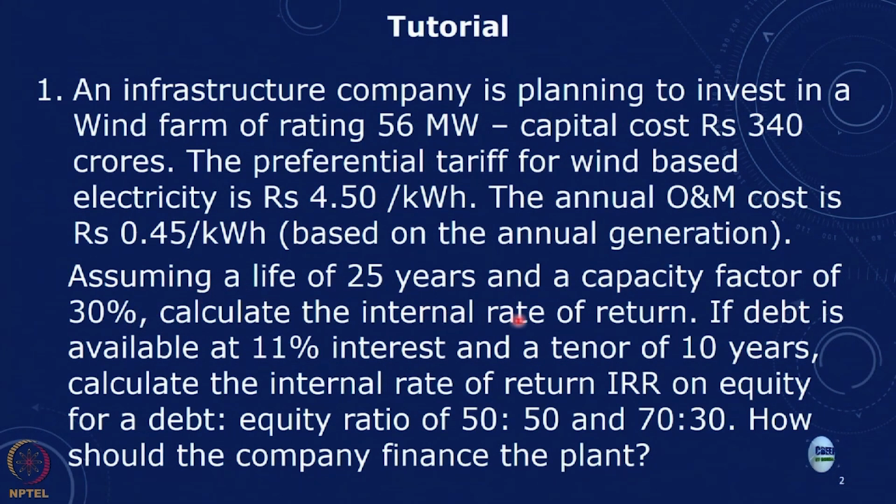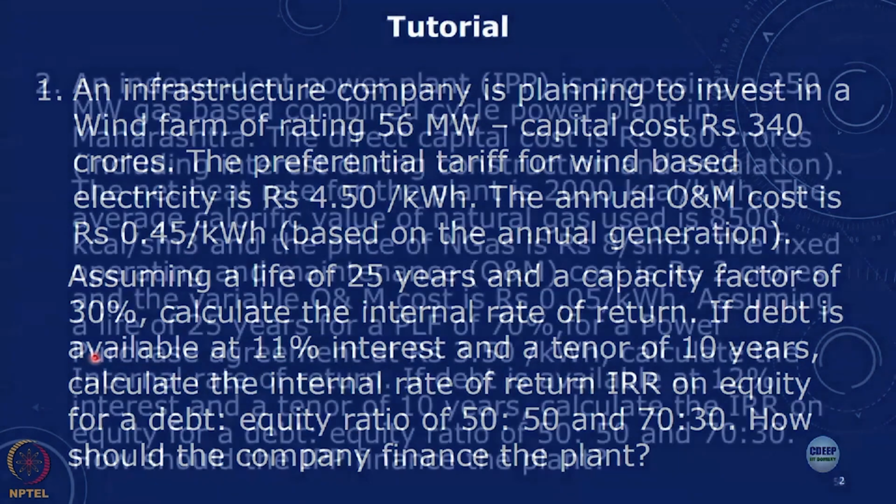We want to calculate the internal rate of return first, if we just do this on our own. Then, if debt is available at 11% interest and a tenure of 10 years, calculate the internal rate of return, IRR, on the equity for a debt equity ratio of 50-50 and 70-30. And the question is, how should the company finance the plant? So, this is the first problem.